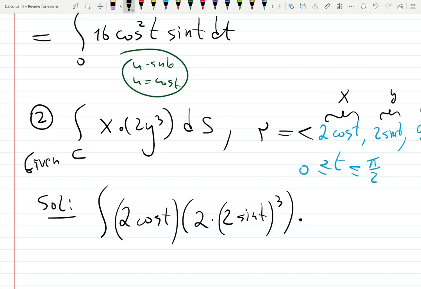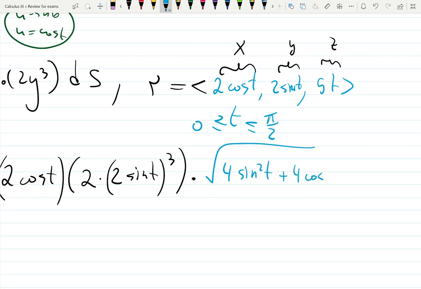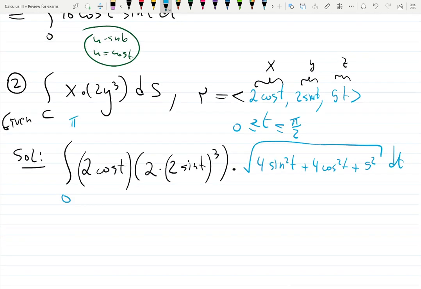multiplied by ds. ds is a square root of, differentiate each, squared. Derivative of 2 cosine minus 2 sine, I don't care, 4 sine squared t plus 4 cosine squared t plus 5 squared dt. T is from 0 to pi over 2. Can you do that? Boom, done. So that is even easier.